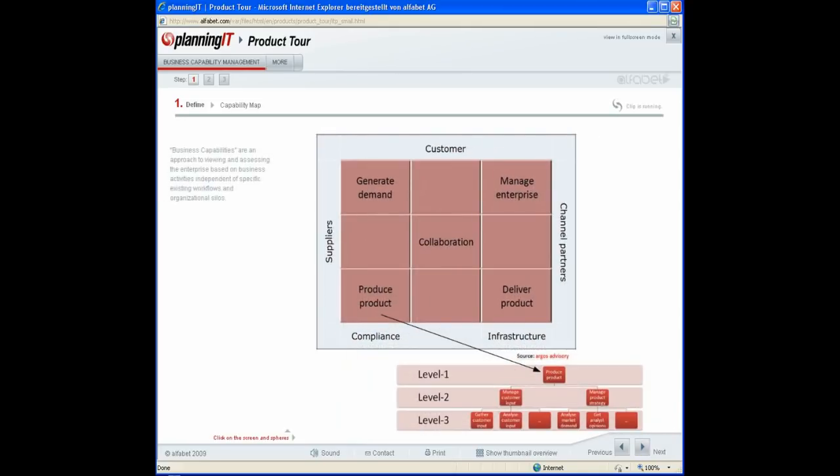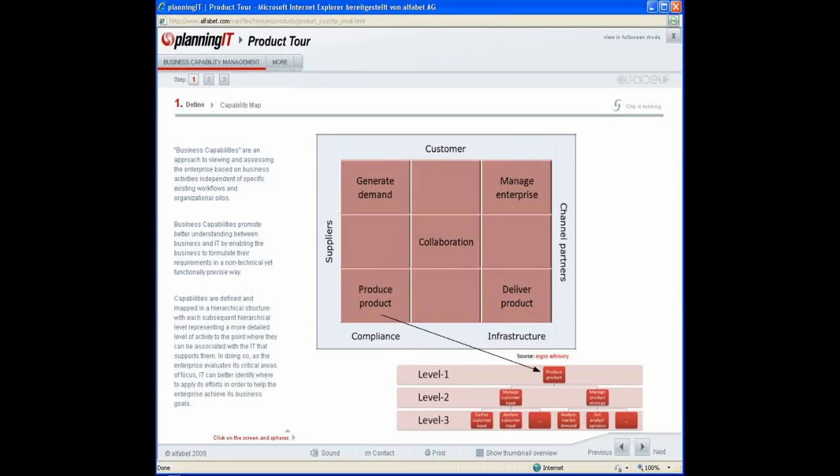Capability Map. Business capabilities are an approach to viewing and assessing the enterprise based on business activities independent of specific existing workflows and organizational silos. Business capabilities promote better understanding between business and IT by enabling the business to formulate their requirements in a non-technical yet functionally precise way. Capabilities are defined and mapped in a hierarchical structure, with each subsequent hierarchical level representing a more detailed level of activity to the point where they can be associated with the IT that supports them.